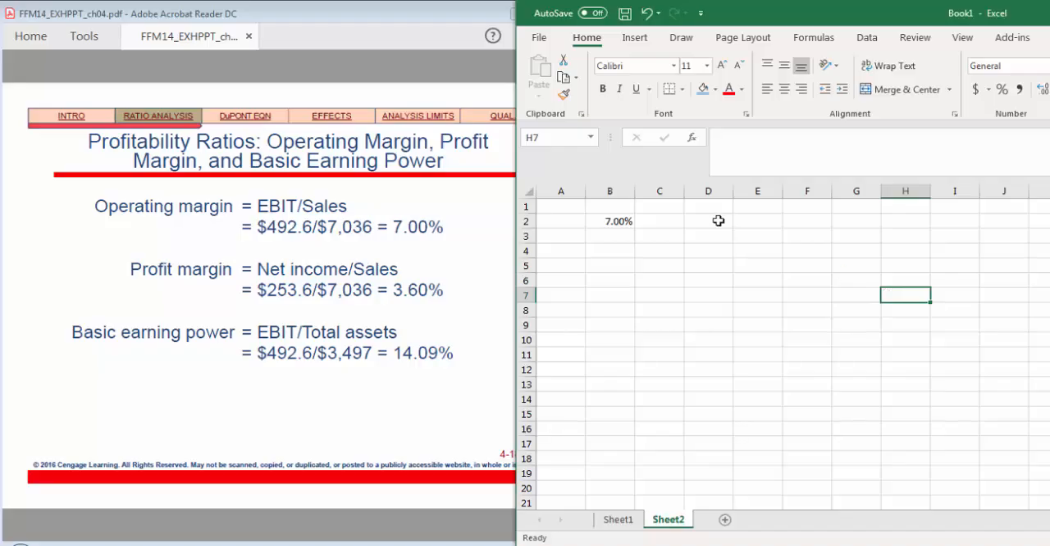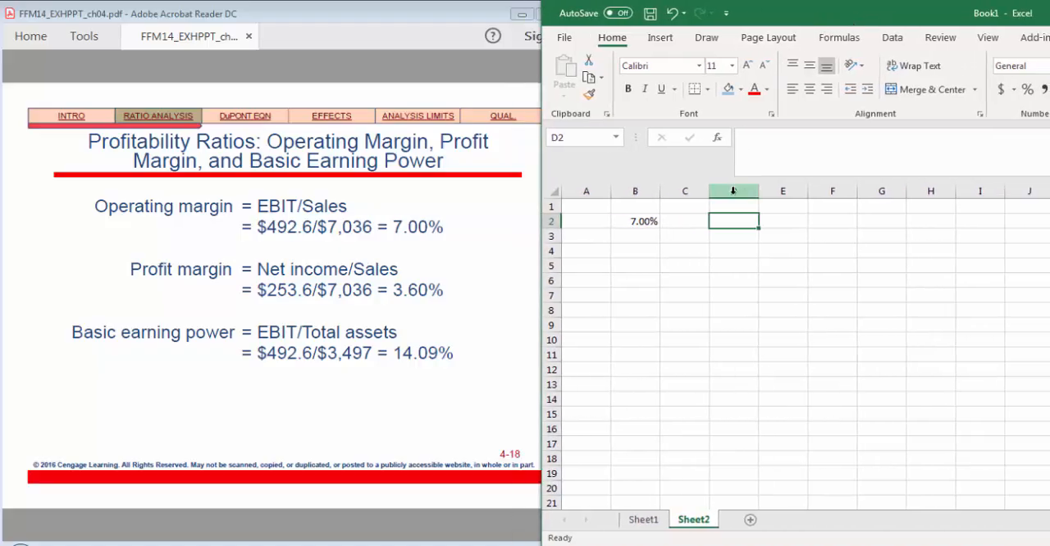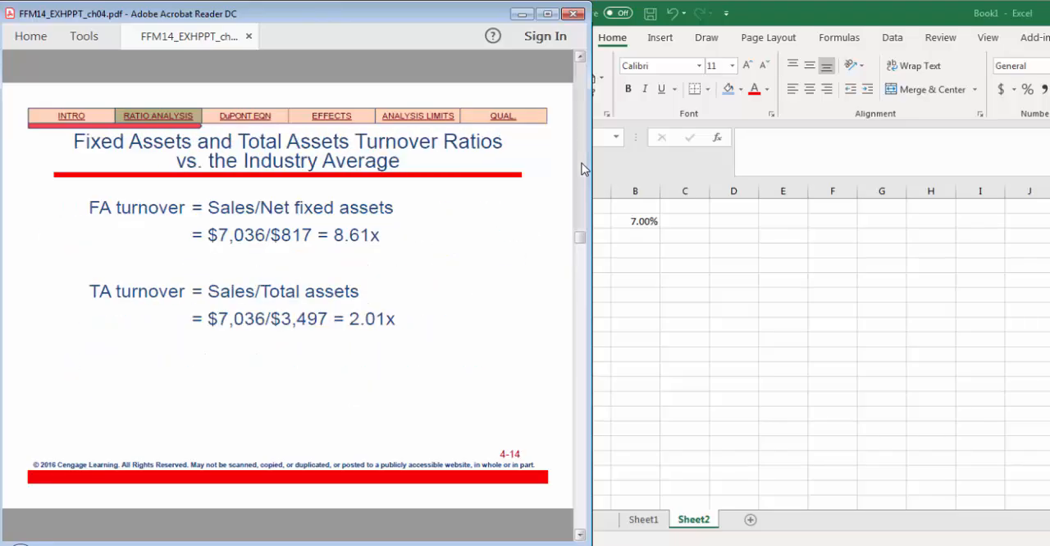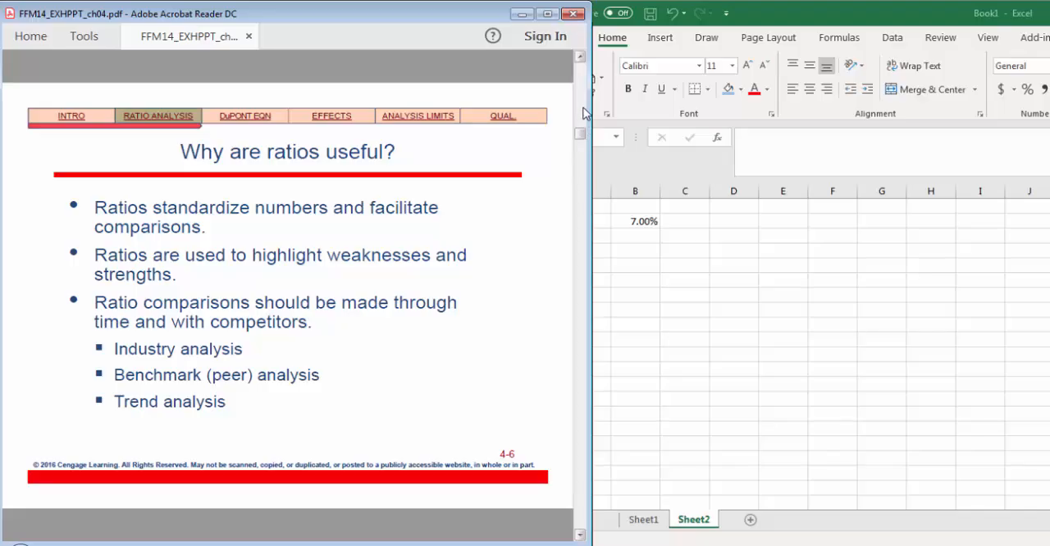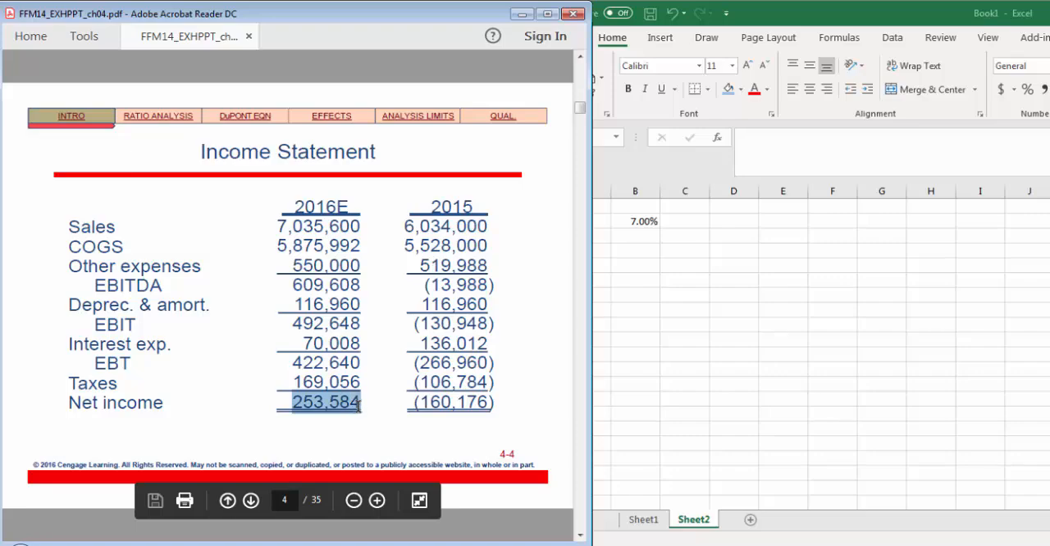Profit margin, again coming from the income statement. In this case, the profit margin is going to be the net income. That is the bottom line, and I'll show you where that comes from. There you go, net income. So this is your net income.